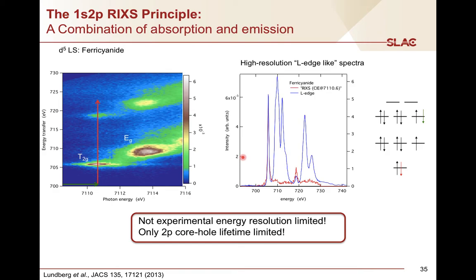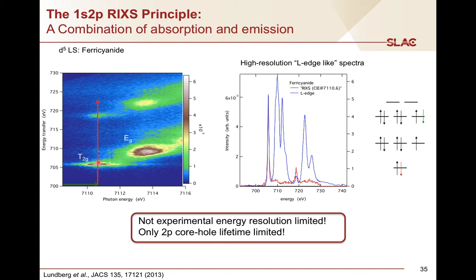And actually here it is, the second's already over. This here is ferricyanide data. It's a D5 low spin, so here it's 5 d electrons and a hole in the ground state in the T2G. When we set our incoming photon energy to this energy here, then we excite from the 1s into the T2G. And this state will decay. The 2p will go into the 1s, which means we are checking up this energy direction here.